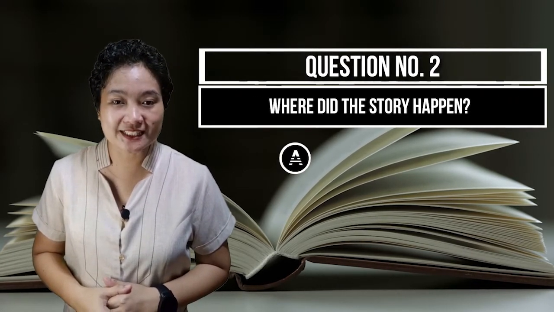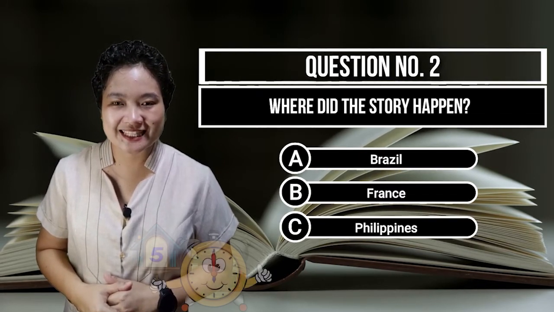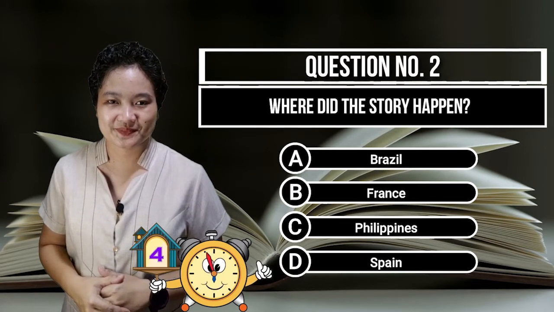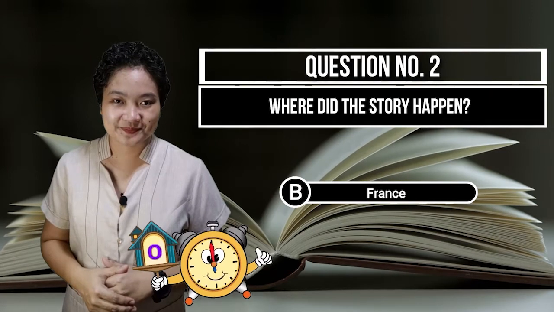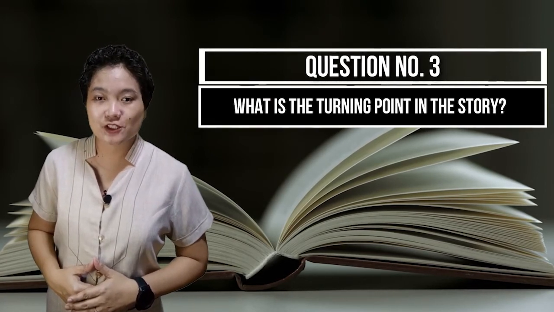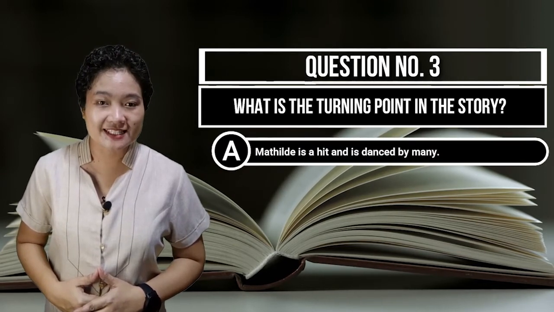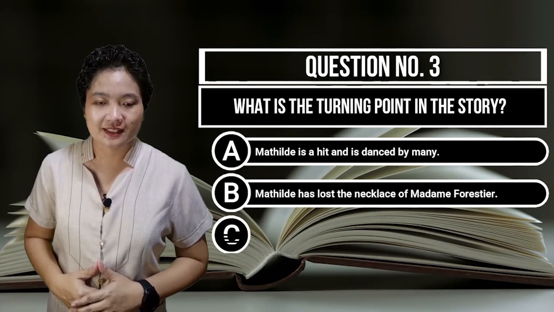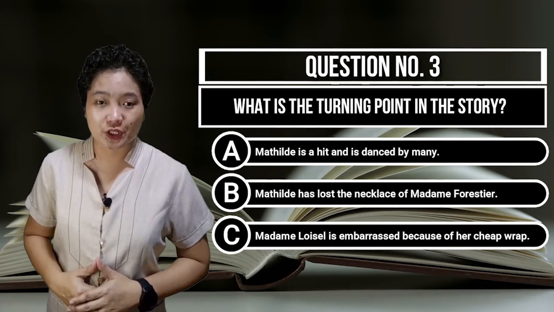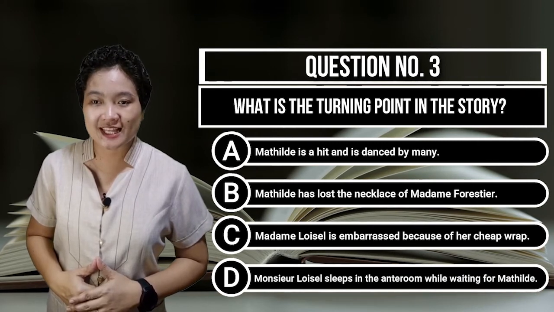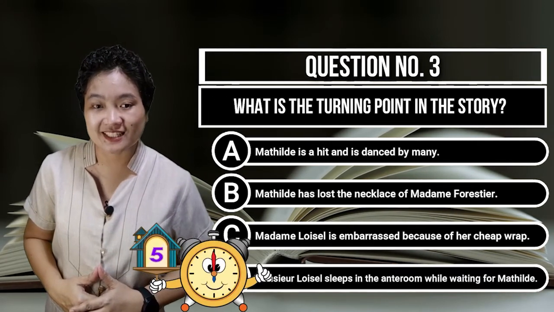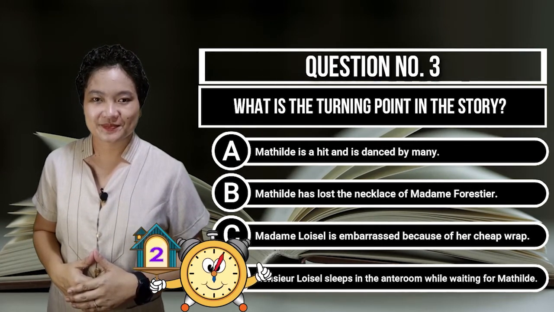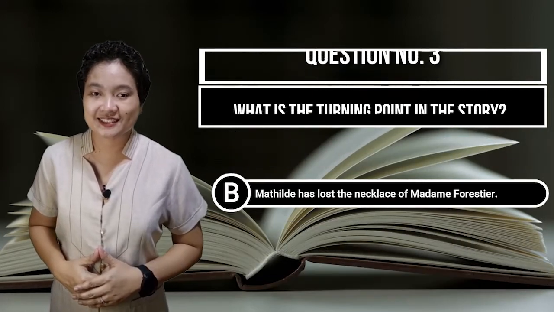Number 2. Where did the story happen? A. Brazil. B. France. C. Philippines. D. Spain. The answer is B. Number 3. What is the turning point in the story? A. Matilda is a hit and is danced by many. B. Matilda has lost the necklace of Madame Forestier. C. Madame Loisel is embarrassed because of her cheap dress. D. Monsieur Loisel slips in the anteroom while waiting for Matilda. The answer is B.